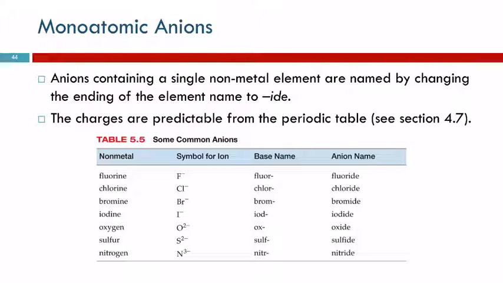And so traditionally, who changes their name? The woman. So it kind of follows into this as well. The nonmetal changes the ending of her name. So fluorine, when it becomes part of a compound, changes its name to fluoride. Chlorine becomes chloride. Okay? And the charges are predictable from the periodic table.